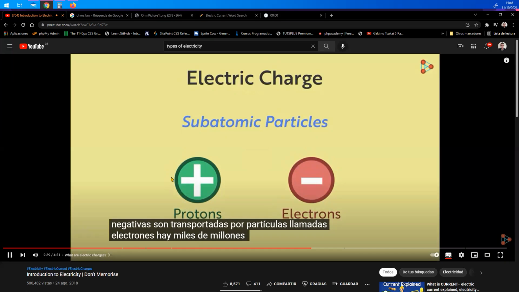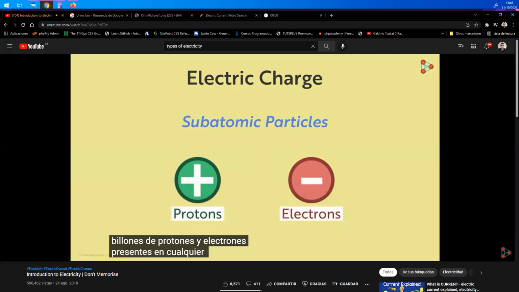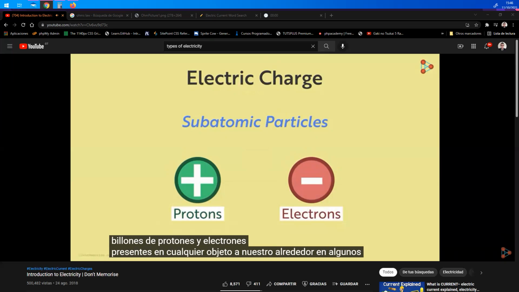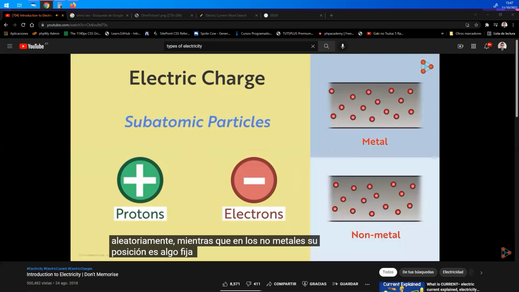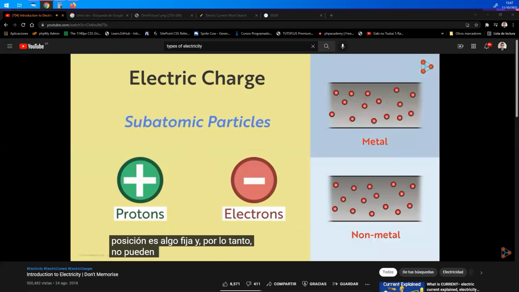There are billions and trillions of protons and electrons present in any object around us. In some objects like metals, electrons can move randomly. While in non-metals, their position is kind of fixed and hence they cannot move freely.